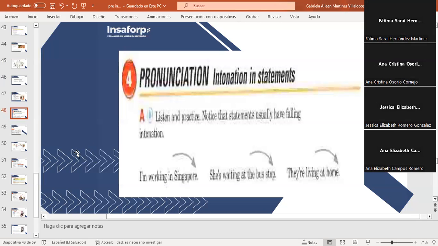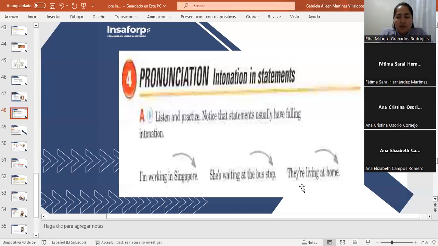All right. Now I want Jessica Elizabeth to repeat the three sentences. I'm working in Singapore. She's waiting the bus stop. They're living at home. Okay, listen. She's waiting at the bus stop. Repeat. She's waiting at the bus stop. They're living at home. Okay, thank you. Sidna, repeat the three sentences, please.